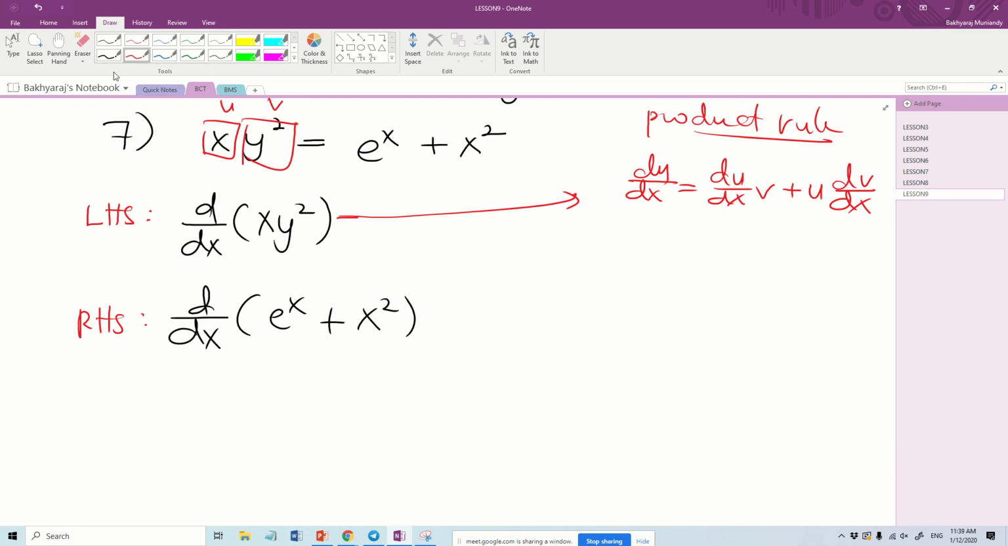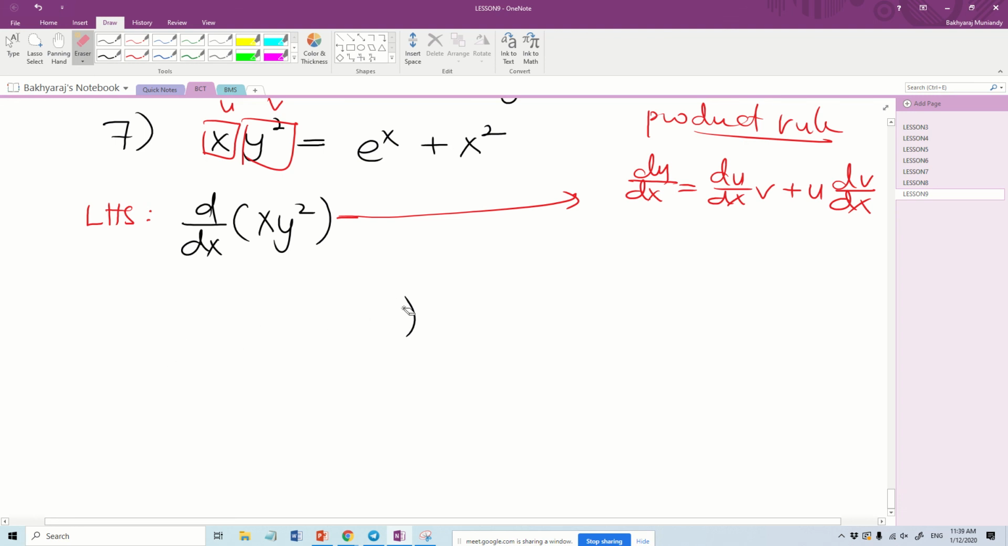Okay, we do one by one now. Ini saya list dulu. So first, do left hand side. Okay, so your u is actually what? Your u is actually x, and your v is actually y square.